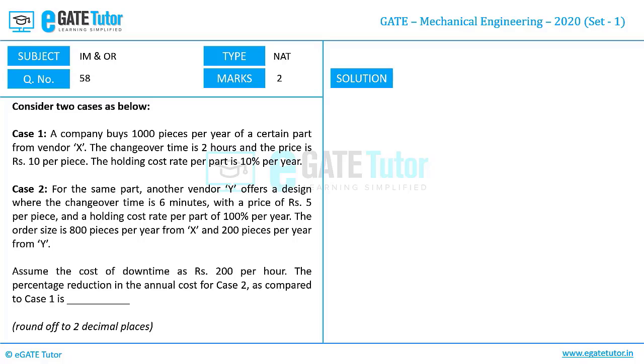Consider two cases as below. Case 1. A company buys 1000 pieces per year of a certain part from vendor X. The changeover time is 2 hours and the price is rupees 10 per piece. The holding cost rate per part is 10% per year.